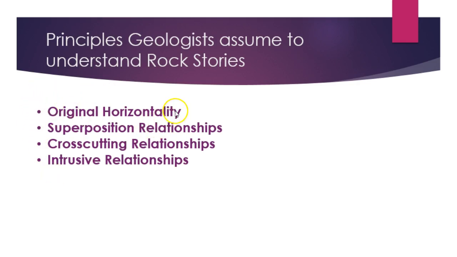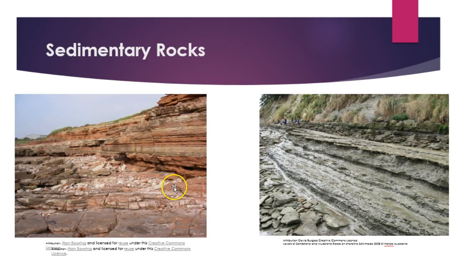Original horizontality. Basically, that means that when sediments are laid down, they tend to lie down horizontally on top of each other because of gravity. That's a pretty easy one for us to understand. And here's some pictures of that from our sedimentary rocks video. You can see the layers of sediment tend to lie on each other in a horizontal formation.